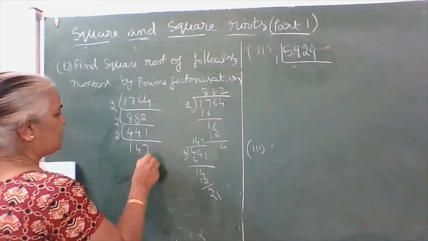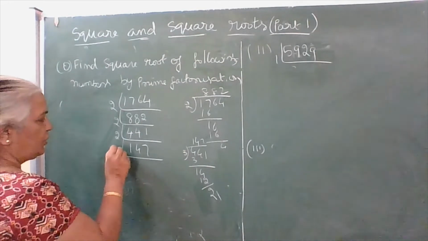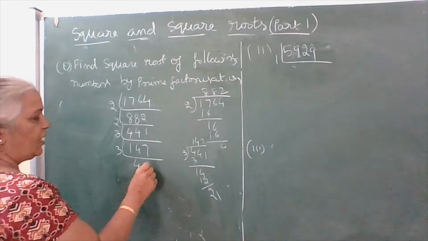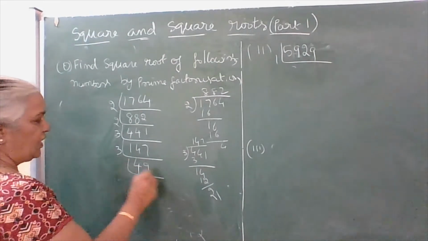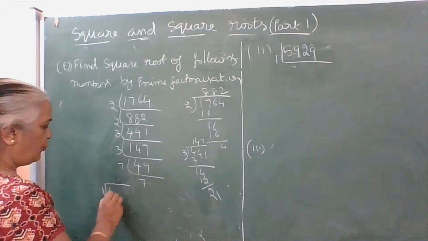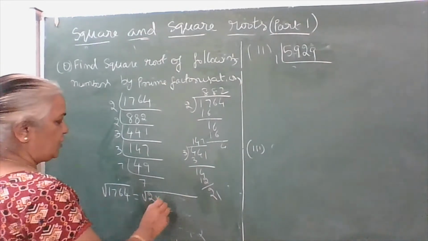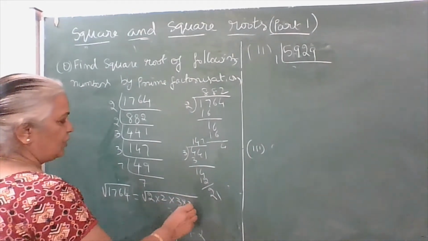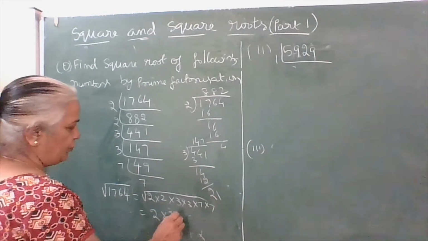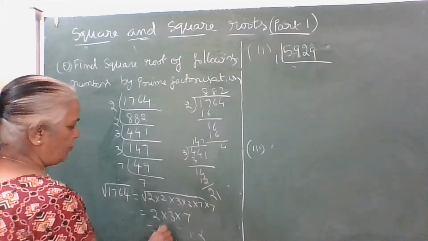2 into 147 is 441, and again it is divisible by 3. 3 1s are 3, and then 3 4s are 12, and 3 9s are... The next is 7 7s are 49. Therefore, the square root of 1764 is 2 into 2, 3 into 3 and 7 into 7. That is 2 into 3 into 7 is equal to 2 3s are 6, 6 7s are 42.